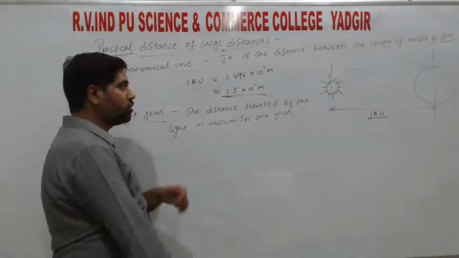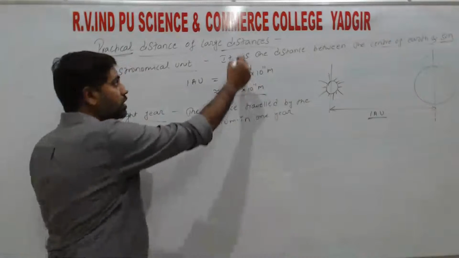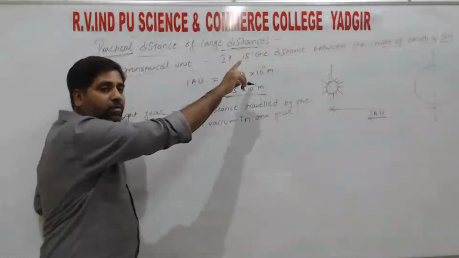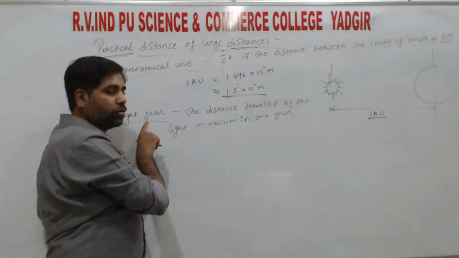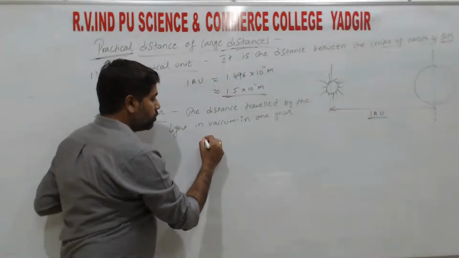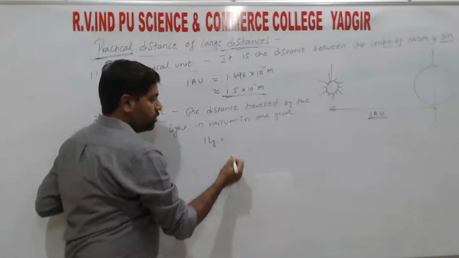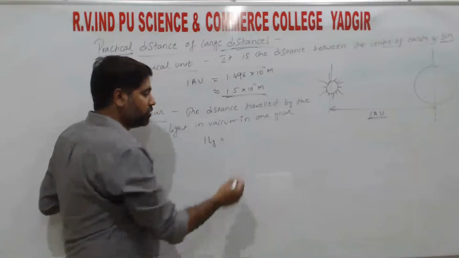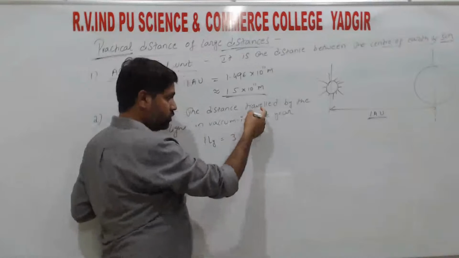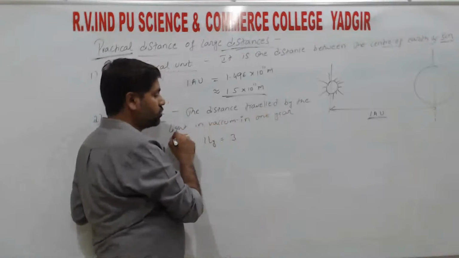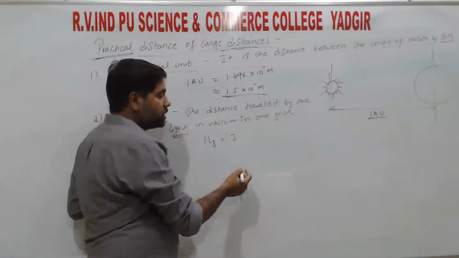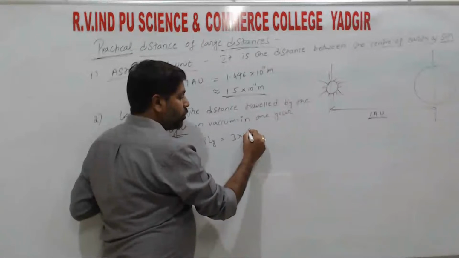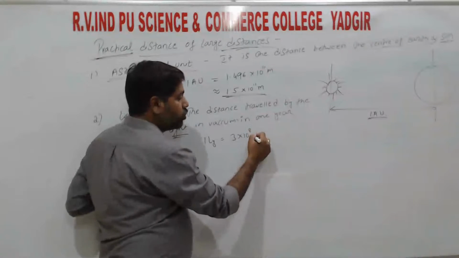So light year is also a unit which is used to measure the distance. So the unit used to measure distance, right? So that is 1 ly, right? So 1 ly is equal to the distance traveled by the light. So light speed is 3 into 10 power 8 into 1 year.